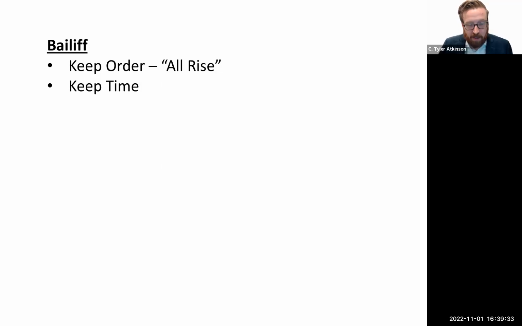All right, let's get into bailiff, and we've got some math ahead of us. What's the job of the bailiff? They keep order and they keep time. They keep order mainly by the all rises when the judges leave and enter the room, and if somebody gets out of hand and the judge orders them in contempt and bangs the gavel.